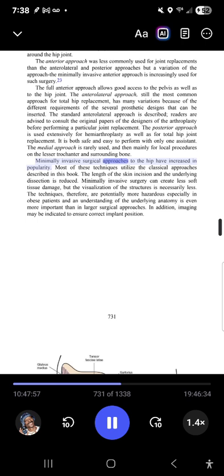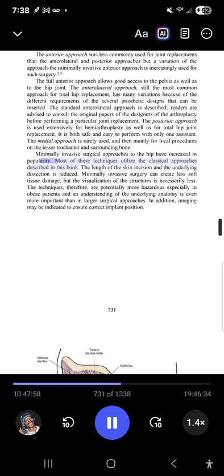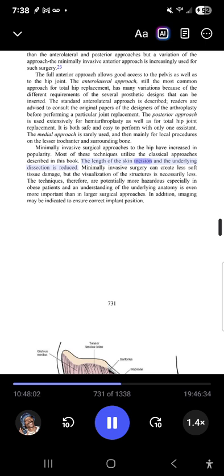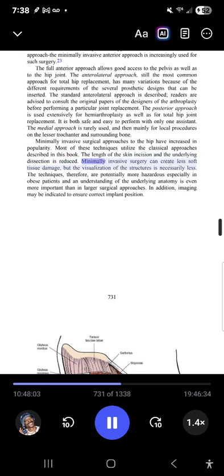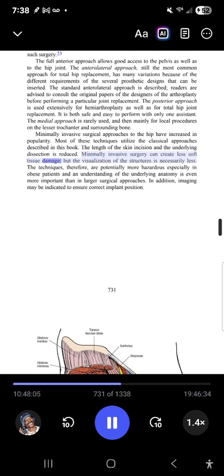Minimally invasive surgical approaches to the hip have increased in popularity. Most of these techniques utilize the classical approaches described in this book. The length of the skin incision and the underlying dissection is reduced. Minimally invasive surgery can create less soft tissue damage, but the visualization of the structures is necessarily less.